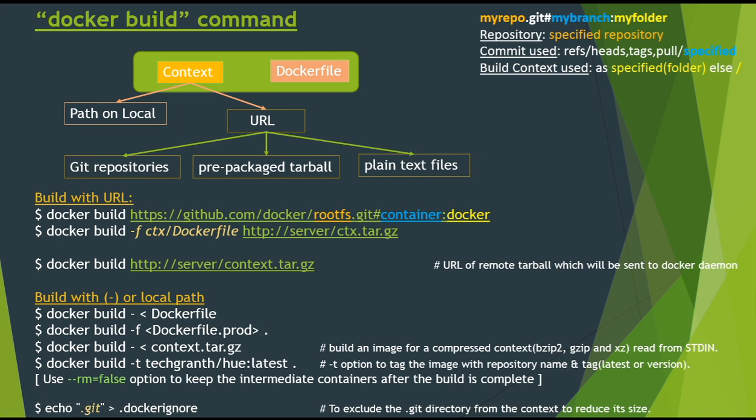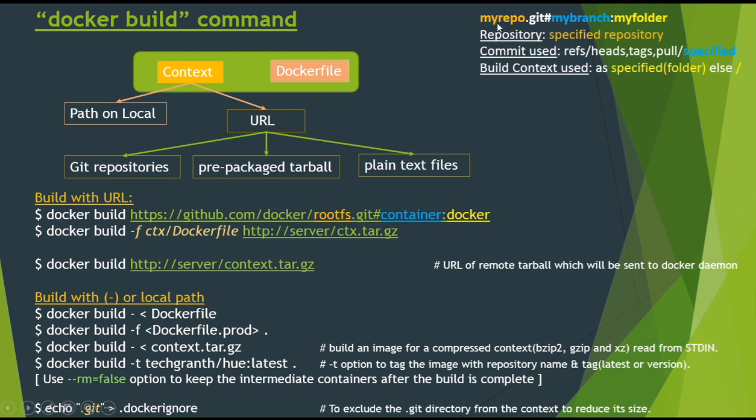tar files, right? And we can also use plain text files as a URL. You can see if we build with URL, we have these commands docker build and that URL you can give, right? And this is from Git repository. You can see github.com, right? Where rootfs will be your Git repository, container will be your commit used, right? And docker will be your context. You can have this on the right top reference, right?